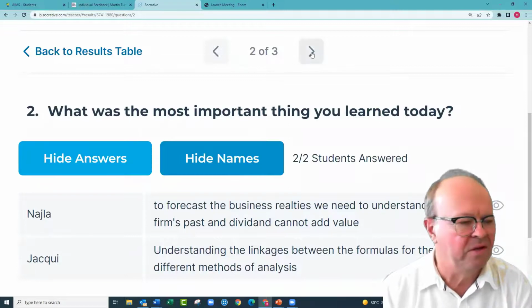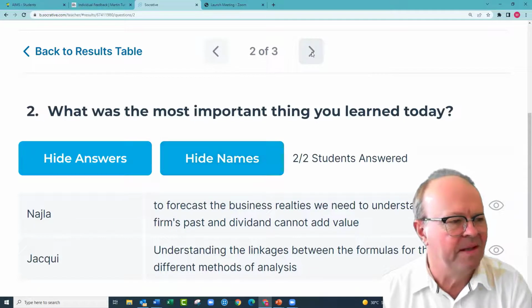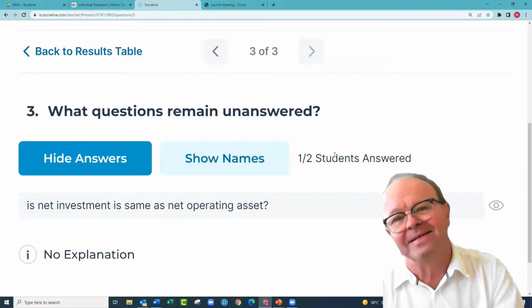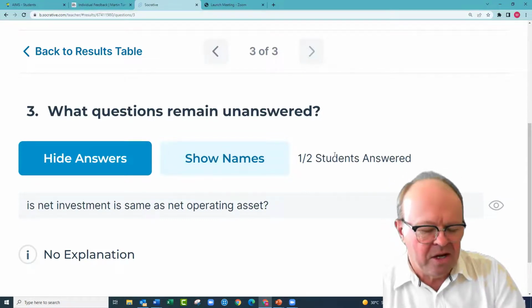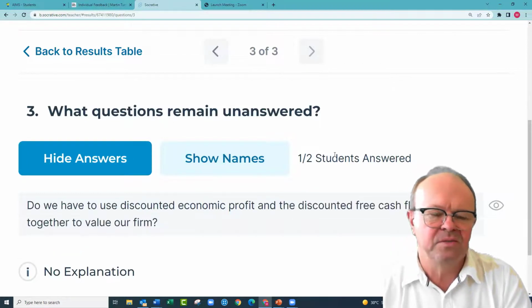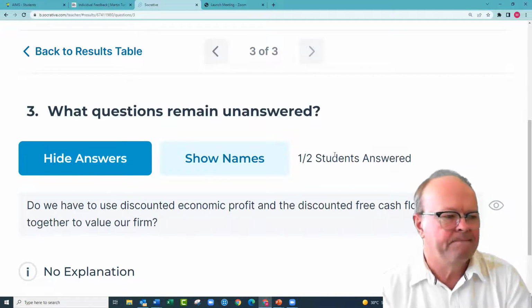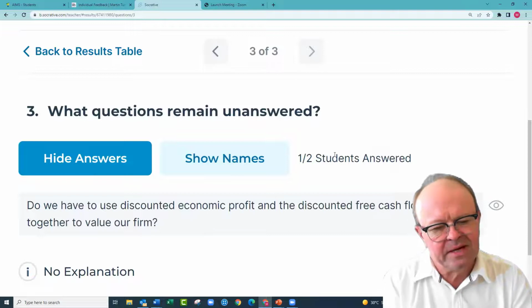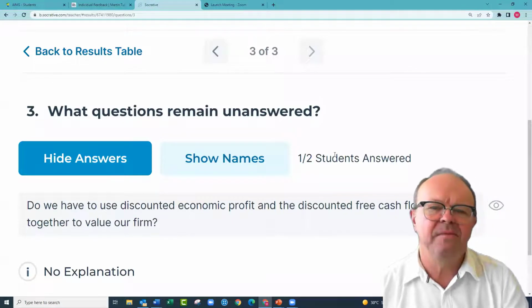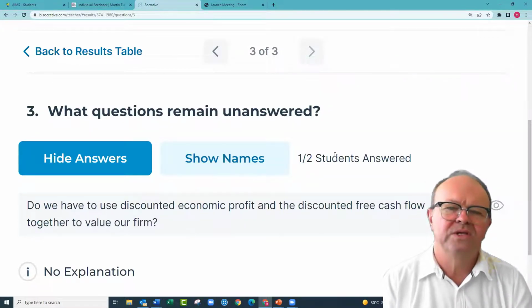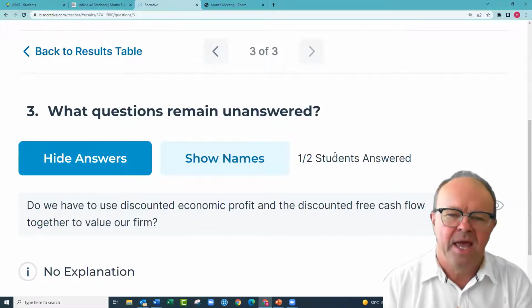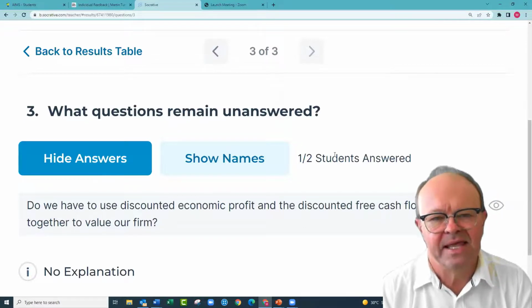What was the most important thing you learned today? So there's quite a few things that people are getting out of it. What questions remain unanswered? Is net investment the same as net operating assets? And we discussed that at the beginning. Yeah, we're going to be focusing on the operating activities of the firm. Discounted cash flow, whereas we use that, we already are. But with the economic profit, we're still going to be focusing on the company as a whole for a little while, for a few weeks, but then we're going to shift there to the operations. We're going to be valuing the enterprise value of the firm, which is the operating activities, independent of how much is the debt. And so that's typically how we value businesses, the enterprise value.